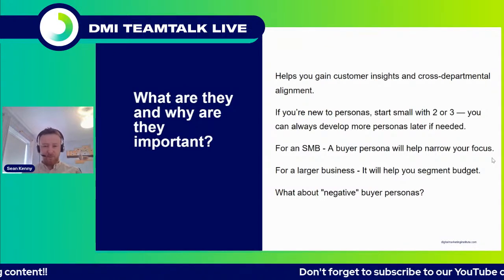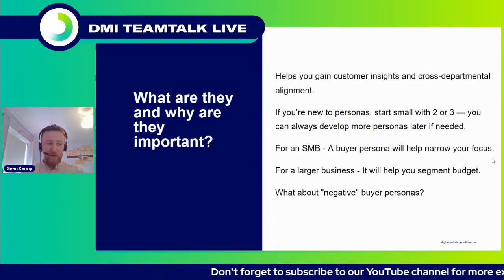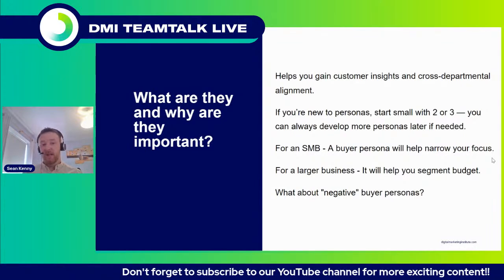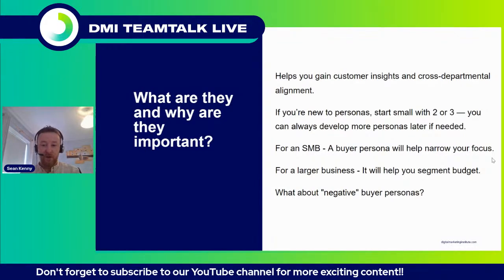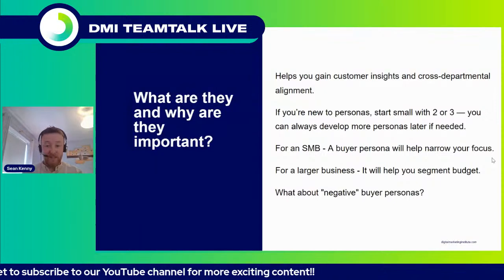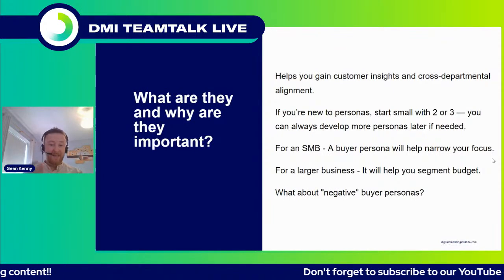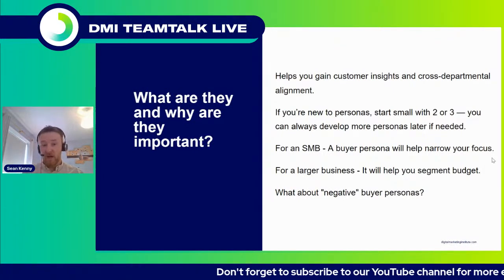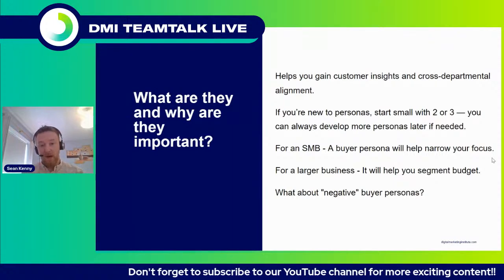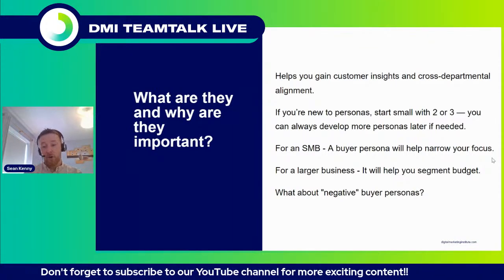If you have a larger business, you might think about building out, let's say, 20 or 30 personas. That will enable you to focus your budget and your efforts and tailor it in different ways. It basically helps you segment out everything you do. But as it says here, one of the points on this slide, if you're a smaller business, the real benefit is it will allow you to narrow your focus.